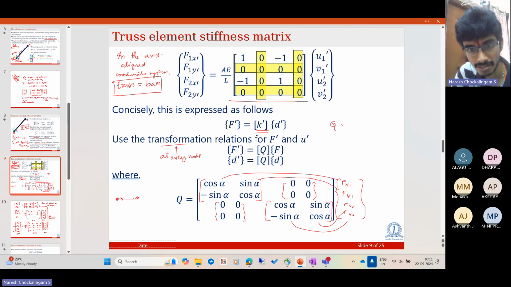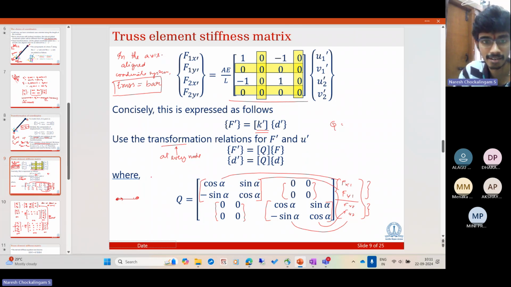So this system transforms the force only at node 1. These two are at node 1, these two are at node 2. So this 2x2 matrix acts on this 2x1 subvector and returns the 2x1 subvector, which is the force at node 1 in local coordinates. And similarly, this 2x2 submatrix acts on this 2x1 subvector and gives the force at node 2 in the local coordinates.